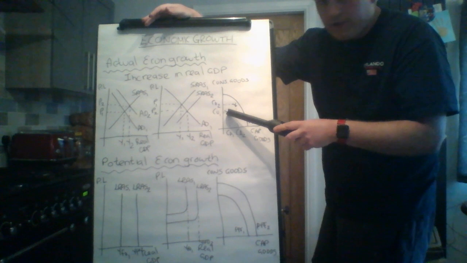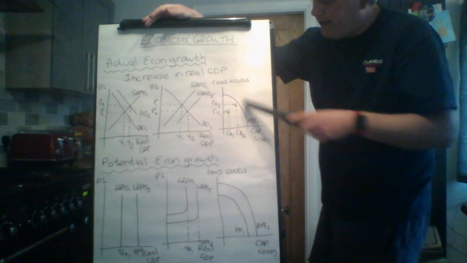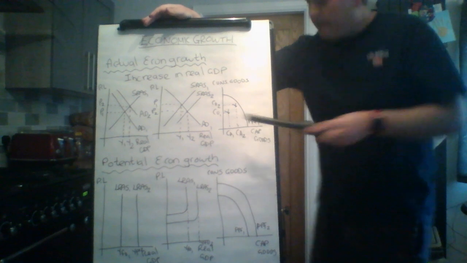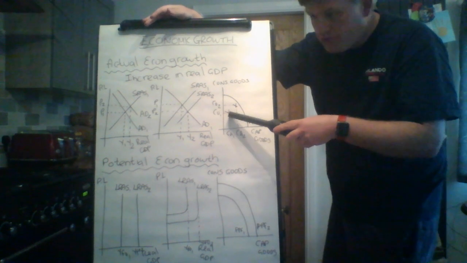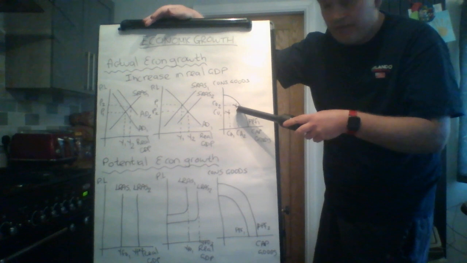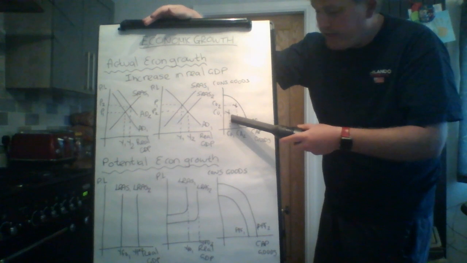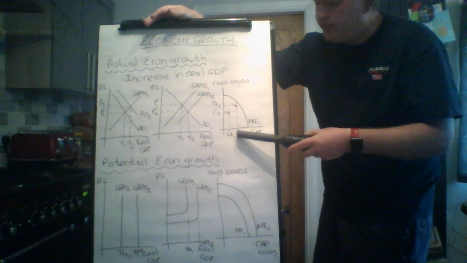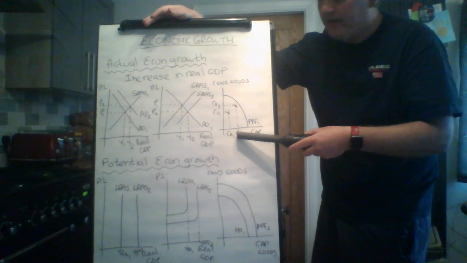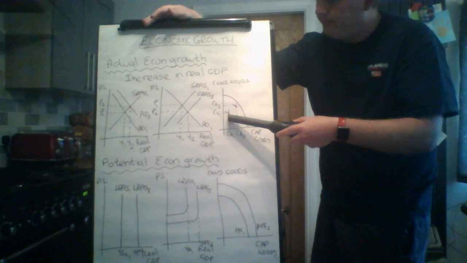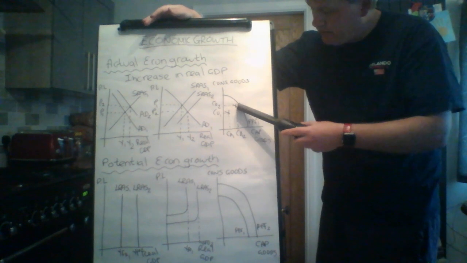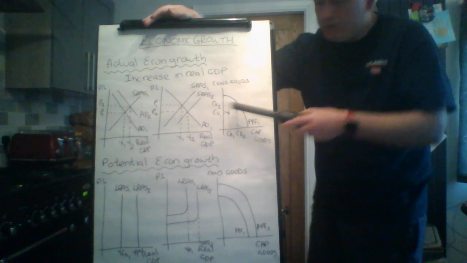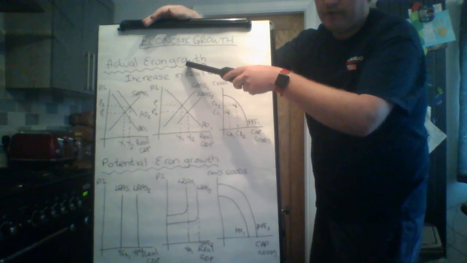The gap between the cross, the actual output, and the PPF is measuring the spare capacity in the economy. So if we get a movement of the cross outwards, it's moving closer to the PPF. On my diagram here we can see that the economy is now producing more consumer goods and more capital goods. So in this example here they're producing more output. So if we go from cross 1 to cross 2, we've got an increase in the output of the economy, which would mean we've got actual economic growth.